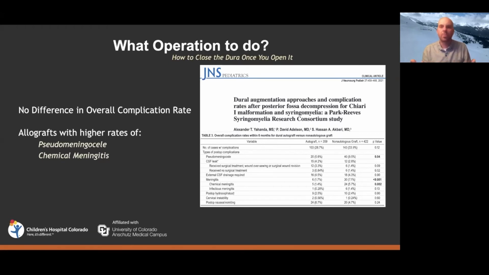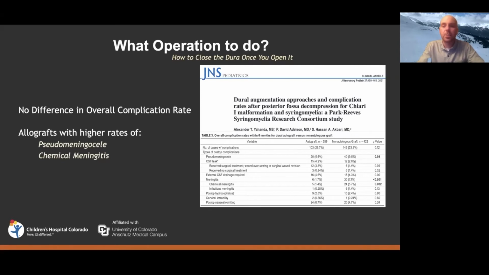That's basically an inflammatory process where the body has a response to whatever tissue you put in there. So it's not surprising that when you take a patient's own tissue and you just move it around, their body's not going to have a problem with that. But when you bring in something off the shelf that's a total foreign body and you sew it in there, some people's bodies are not going to take too well to that, and they're going to have a big inflammatory response. And it turns out that inflammatory response can be really miserable. It can prolong time in the hospital. It can sometimes require additional surgeries, and it can just make the process kind of awful. So chemical meningitis, pseudomeningoceles, those are things that if you can avoid them, it's definitely worth avoiding.